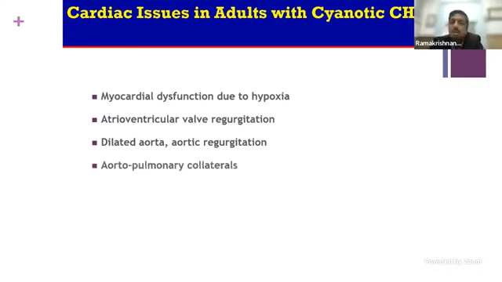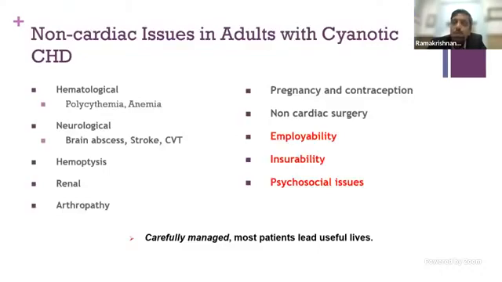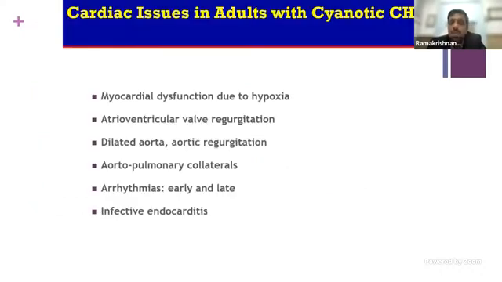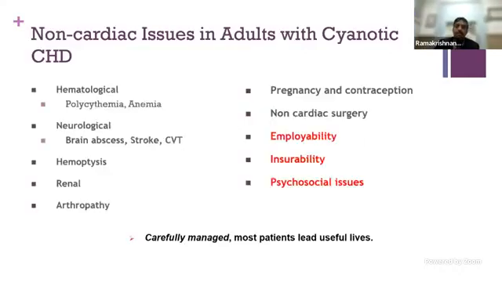A lot of aortopulmonary collaterals develop, and because of that, they can develop hemoptysis. And obviously, the most important cardiac events that decide their fate will generally be early and late arrhythmias. And obviously, all of them are predisposed to infective endocarditis. So these are the major cardiac effects of cyanosis in an adult patient.